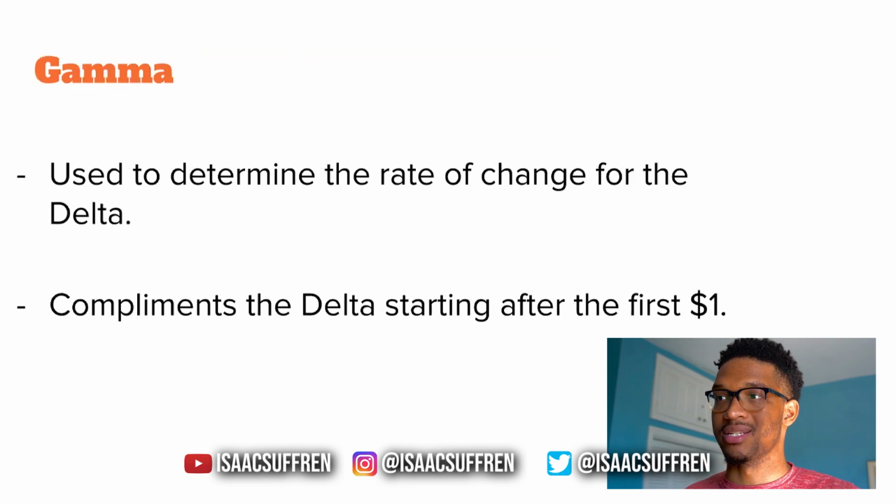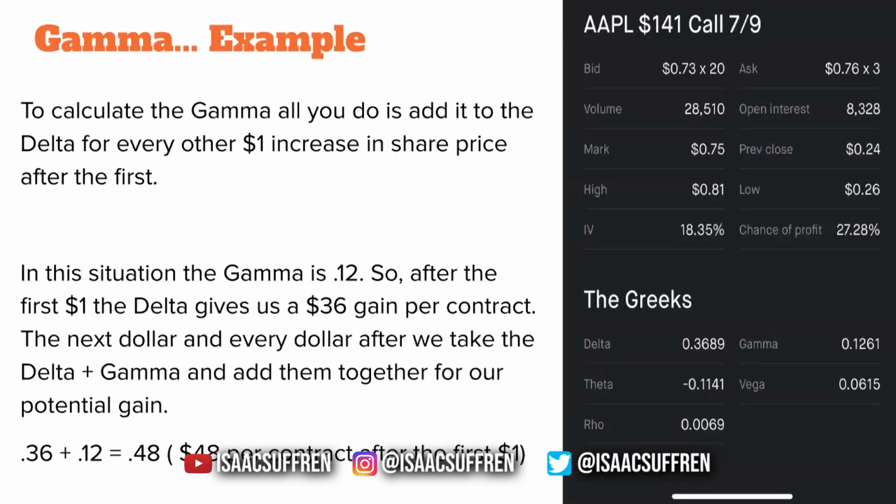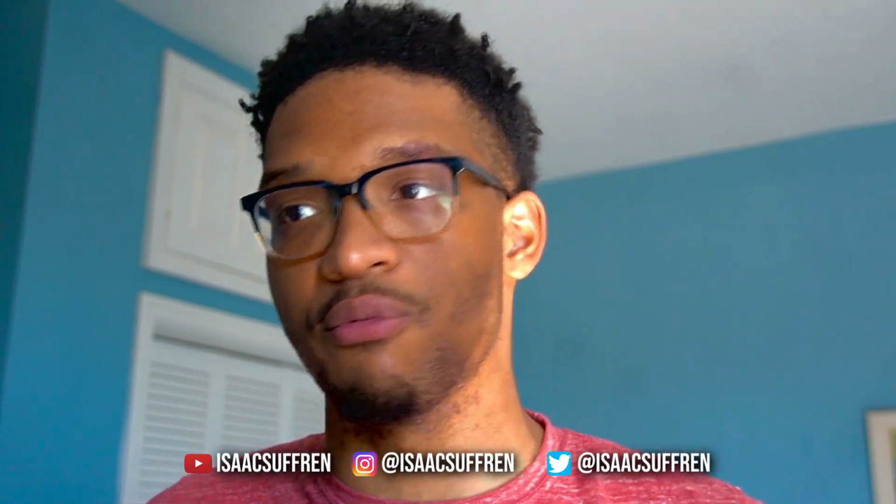So the gamma, this is used to determine the rate of change for the delta. It really just complements the delta starting after the first $1. So quick example, to calculate the gamma, all you do, pause, just really quick. We're not doing math while we're looking at what contract to buy. This is just something you need to know, so you can look at the details of the contract and then just move forward. We're not going to be pulling out a calculator to see what type of return we will get, because you may just miss the play by then. So let's get back to it.